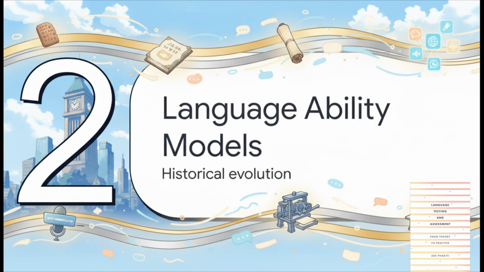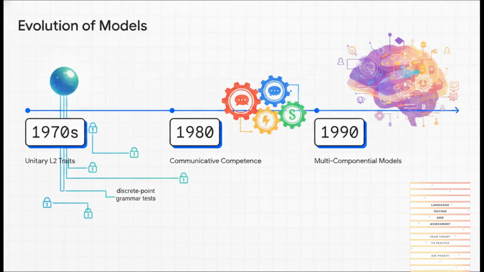Okay, moving right along to Section 2, Models of Language Ability. This is the historical evolution of how we define proficiency. Our definitions of language ability have evolved quite a bit over the decades, and this history directly dictates modern test design. Back in the 1970s, the field mostly operated on the unitary L2 traits hypothesis, basically the idea of one general underlying language proficiency. Back then, this usually led to discrete point grammar tests, like really simple multiple-choice vocabulary quizzes.